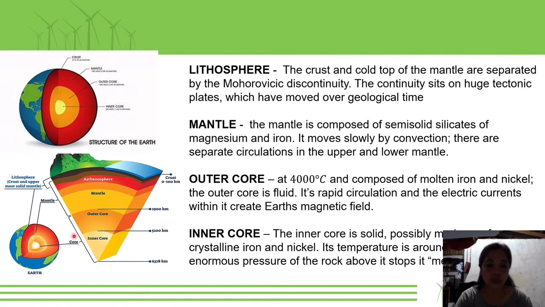Next one is the outer core. It has a temperature of 4,000 degrees Celsius and is composed of molten iron and nickel. The outer core is fluid. Its rapid circulation and the electric currents within it create Earth's magnetic field.